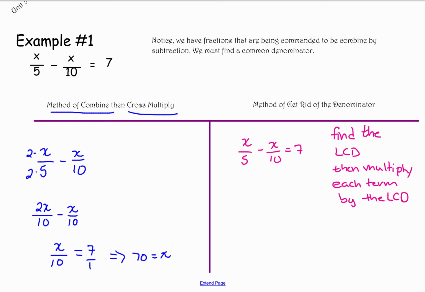Okay, so in this case, when I look, the common denominator we found was 10. So this term is going to get multiplied by 10. This second term is going to get multiplied by 10. And then this 7 is going to get multiplied by 10. So if I were to rewrite this, I have 10 times x over 5 minus 10 times x over 10 equals 10 times 7.